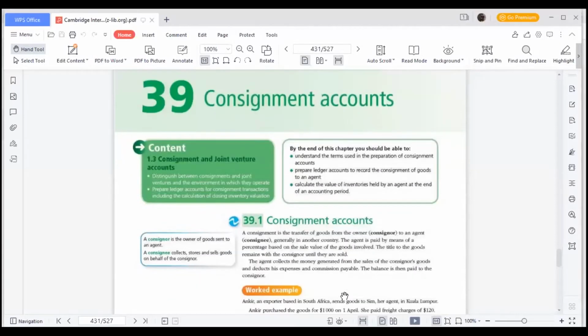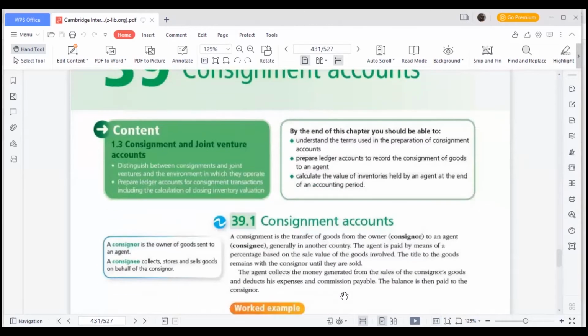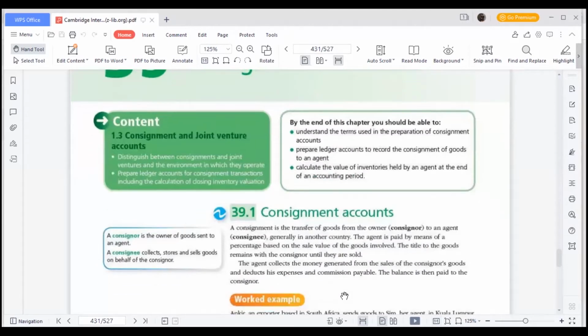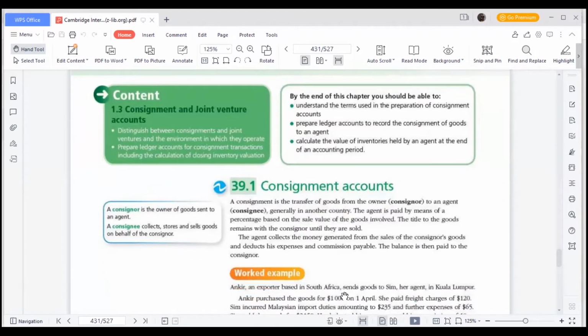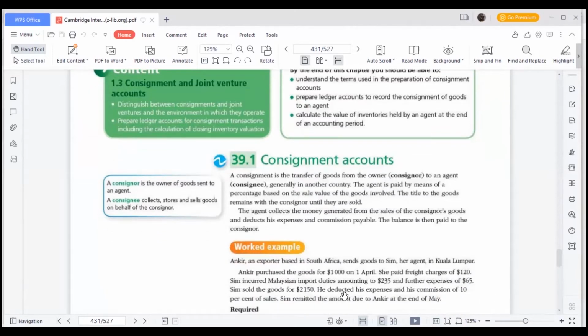Consignment is the transfer of goods from the owner, consignor, to an agent, consignee. Generally, in another country, the agent is paid by means of percentage based on the sale value of goods involved. The title of the goods remains with the consignor until they are sold. The agent collects the money generated from the sales of the consignor's goods and deducts his expense and commission payable. The balance is then paid to the consignor.